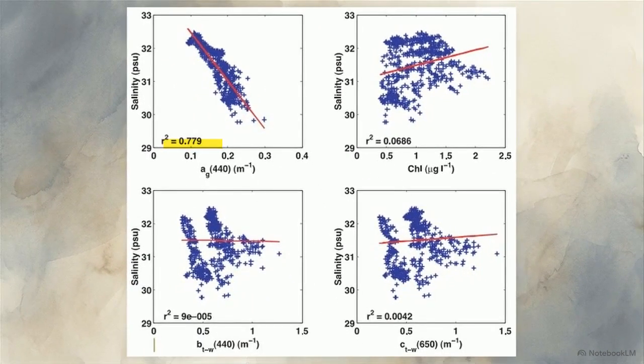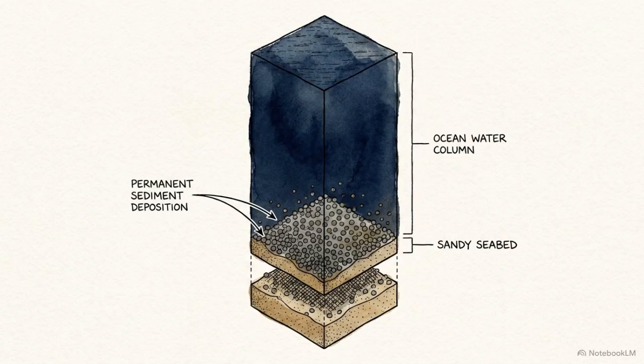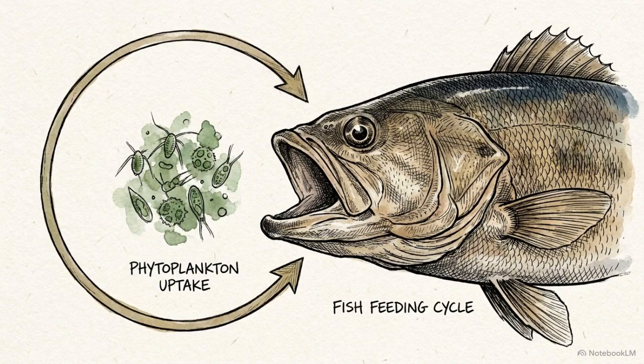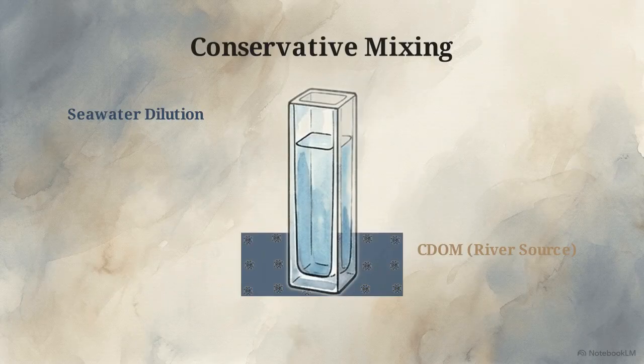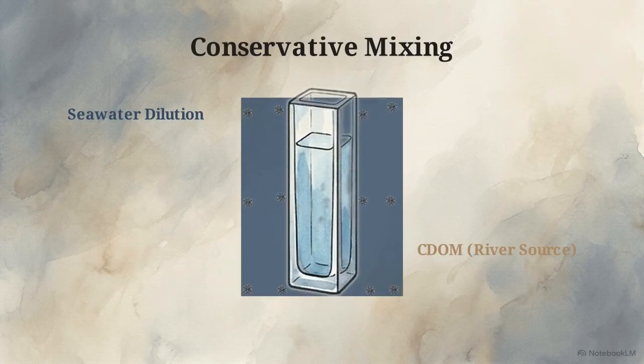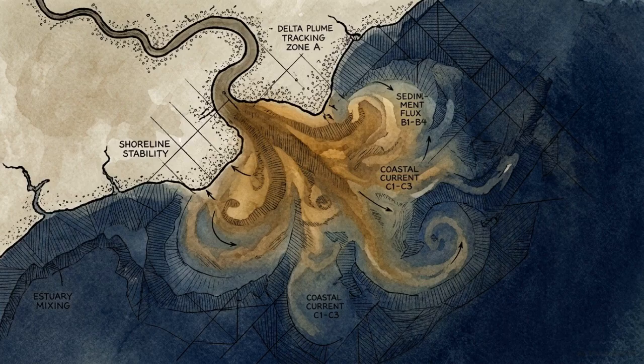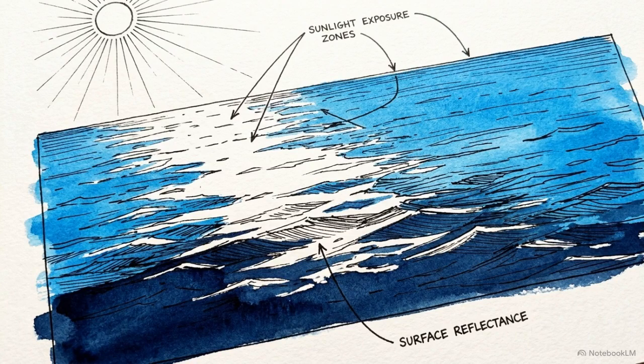When we plot salinity against chlorophyll concentration or particle scattering, the data points scatter randomly, and the statistical correlations drop to near zero. Particulate signals are lost to the seafloor, and biological signals are lost to the food web. Dissolved CDOM simply dilutes in a predictable line as it mixes with high salinity seawater. In river-dominated margins, mapping the absorption of CDOM is the mathematical equivalent of mapping freshwater intrusion, creating a powerful tool for coastal tracking.